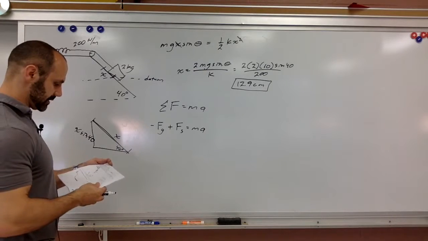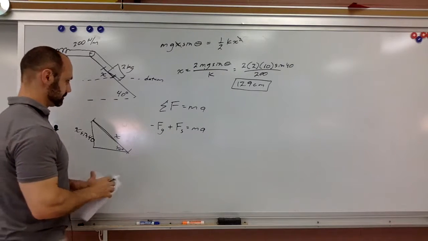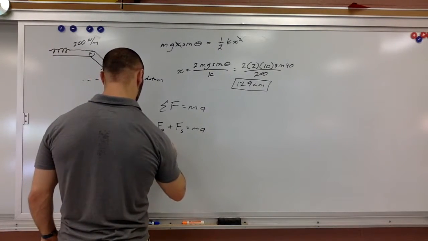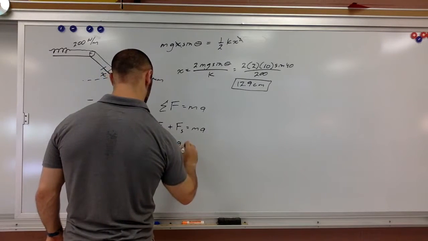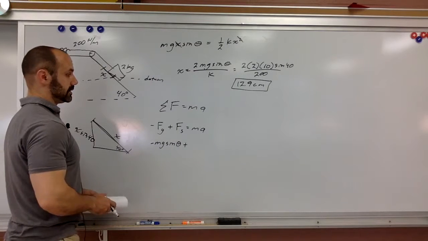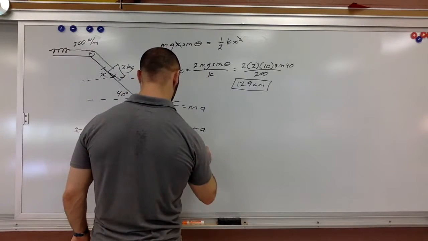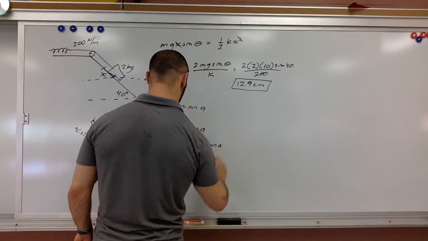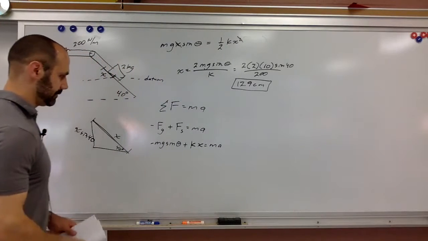So the force due to gravity is mg sine theta, so negative mg sine theta, plus the force due to the spring, which is going to be kx, equals ma.